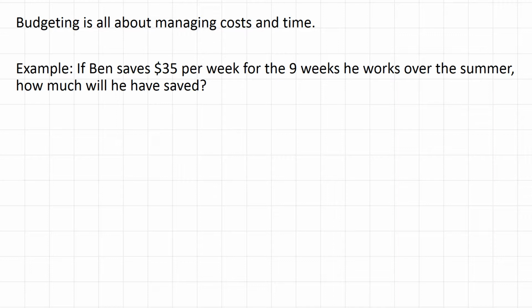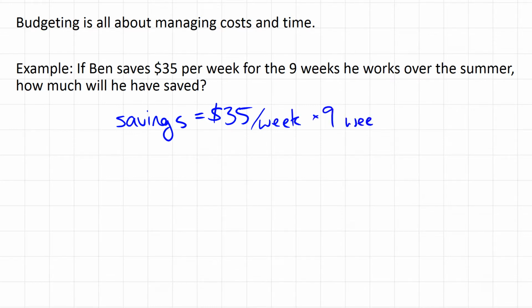So for example, if Ben saves $35 per week for the 9 weeks that he works over the summer, how much will he have saved? So the savings are going to be equal to, well, he's saving $35 per week, and he does that for 9 weeks. So we multiply by 9 weeks. So the mathematics that we have to do is 35 times 9, which is $315. So if he puts $35 per week away for the summer, at the end of the summer he'll have $315 saved up.